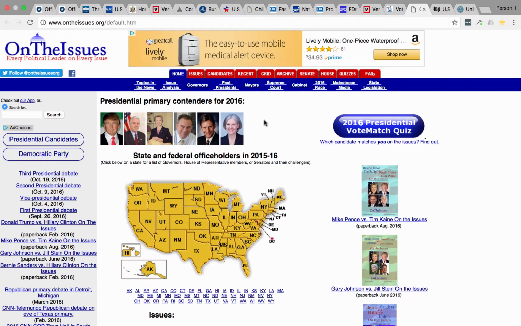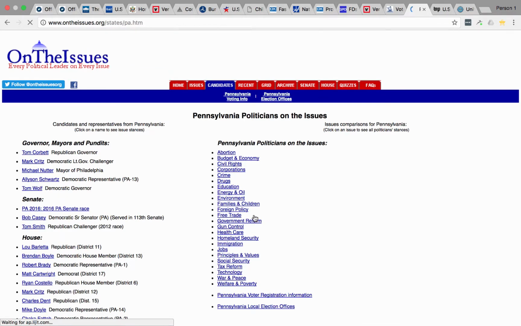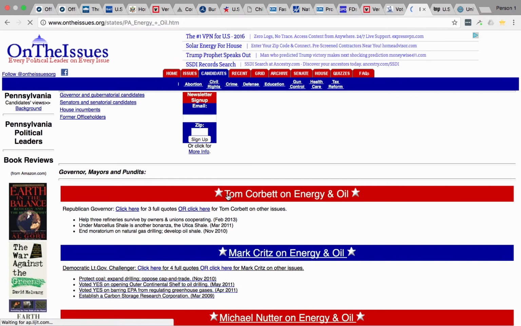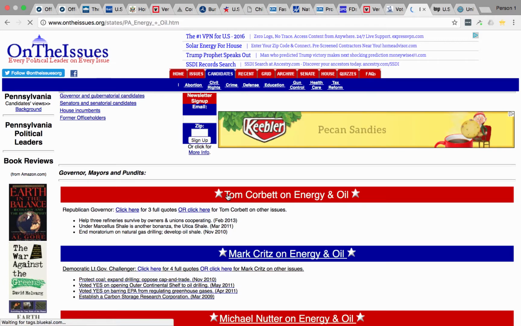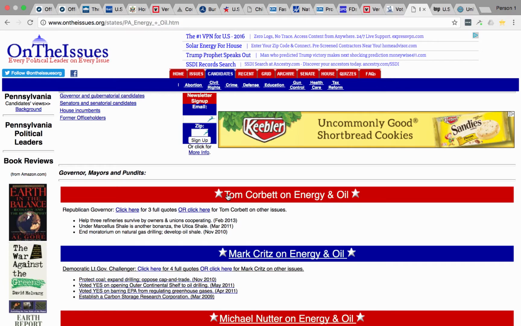Another one which does a similar thing is ontheissues.org. It is an organization where you can go state by state. You can take a look at Pennsylvania and look at the various people in the government, whether it's state government, Senate, House. You can look at issues such as what are the positions on energy and oil. Say, for example, you want to take a look at state politics with respect to shale oil and fracking. So you can go here and you can actually find out how the various politicians stand on the issues.